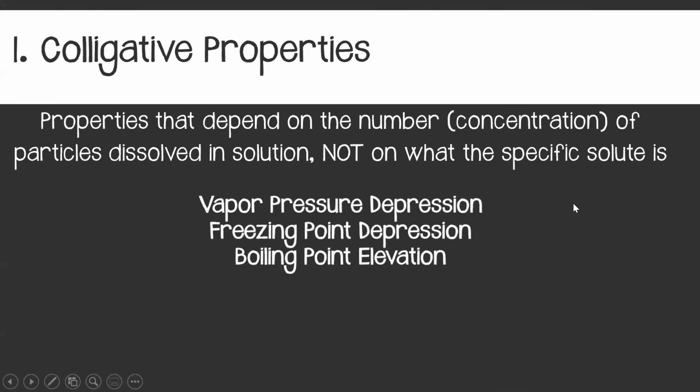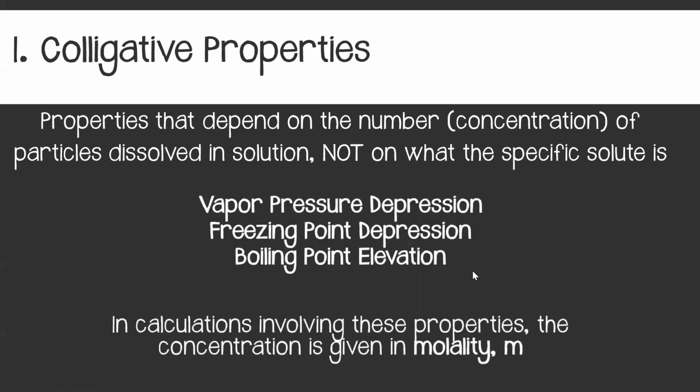So the three main colligative properties we're going to talk about are vapor pressure depression, freezing point depression, and boiling point elevation. So you really need to understand what depression and elevation mean. If something is depressed, it is lowered, depression, and if something is elevated, it becomes higher or raises up, elevation. In the actual calculations we will eventually do, you need to use concentration in the form of molality.